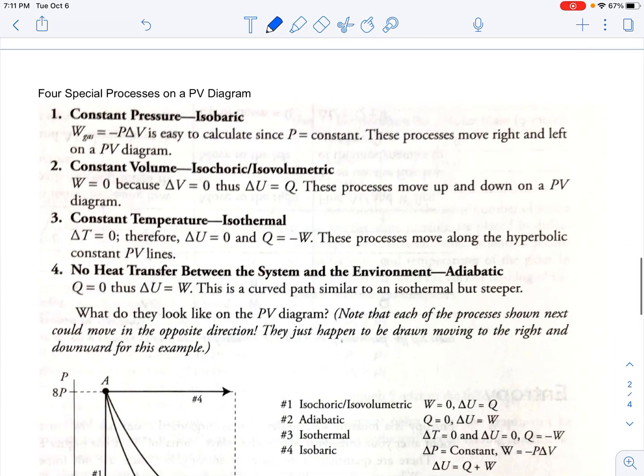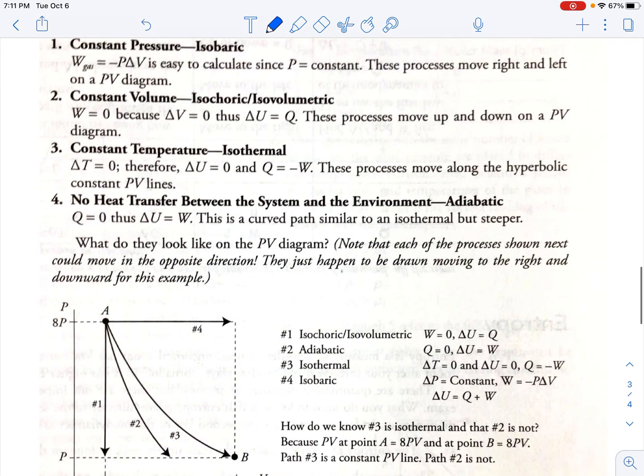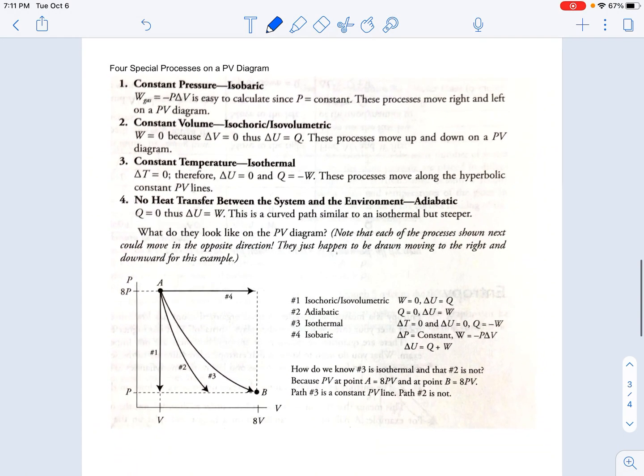Okay, some other things about PV diagrams. Here's a summary. So isobaric means constant pressure, and number 1 here down below is an example of an isobaric process. Number 2 is... now I've confused myself here. Constant volume. I don't think these pictures are right.